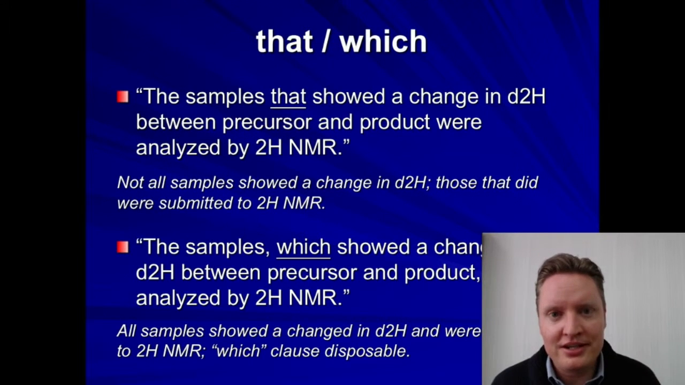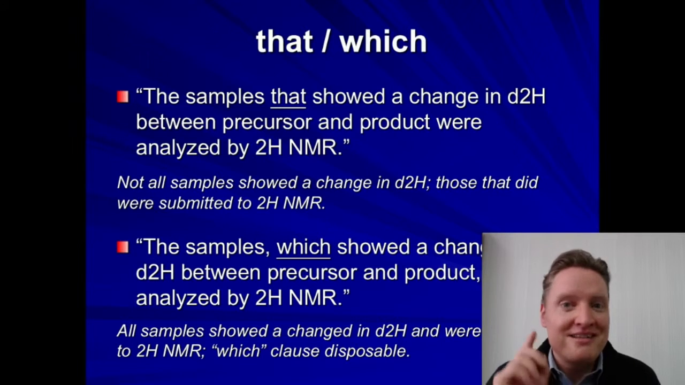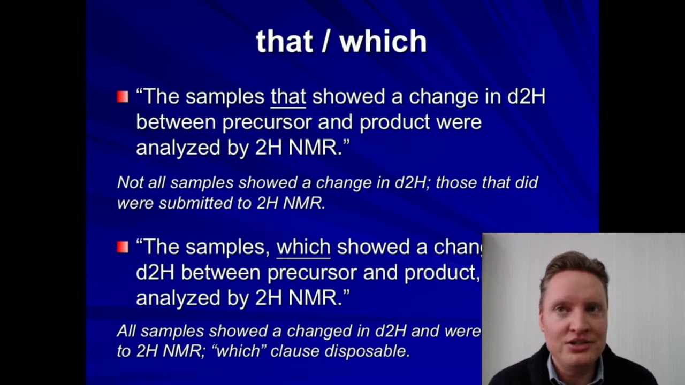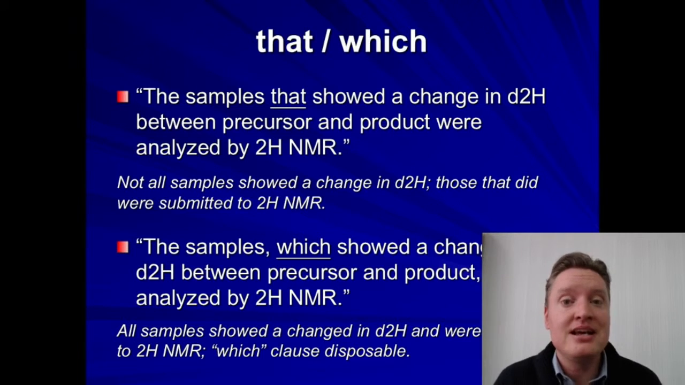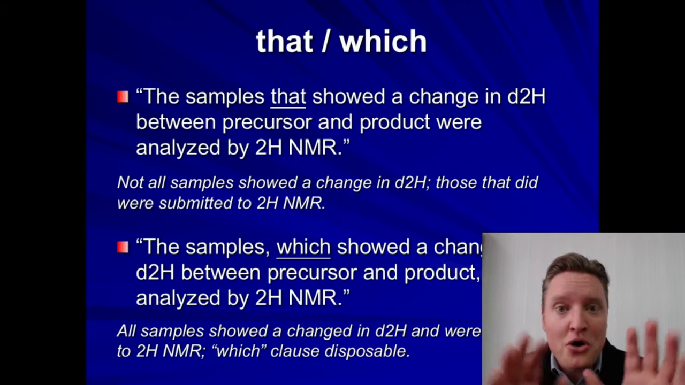Take a look at this first sentence here. The samples that showed a change in D2H between precursor and product were analyzed by NMR. Now, when I use the word that, I mean not all samples showed a change. Those that did were submitted for further analysis, but not all of them. So when you say the word that, you mean some of them, not all of them.